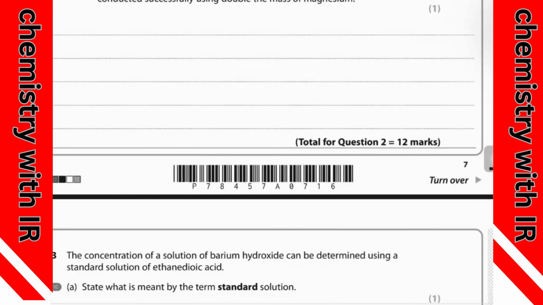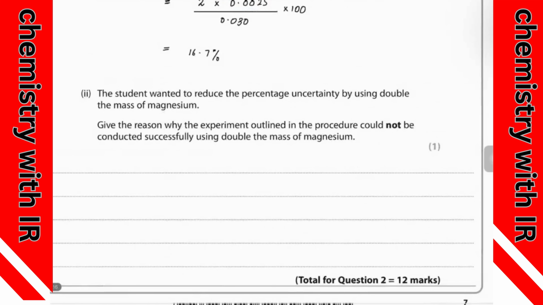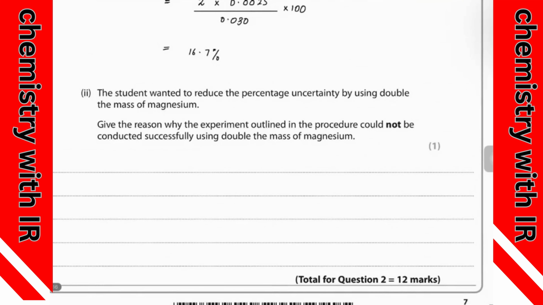Then the student wanted to reduce the percentage uncertainty by using double the mass of magnesium. Give the reason why the experiment outlined in the procedure could not be conducted successfully using double the mass of magnesium. So how can we say regarding this one?